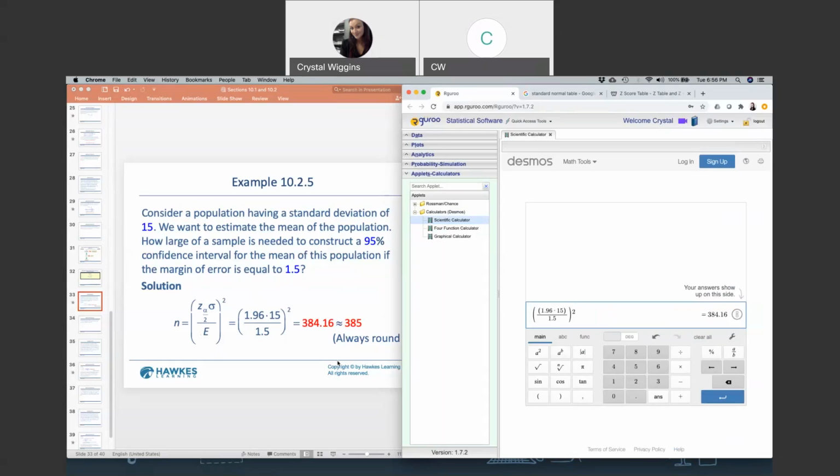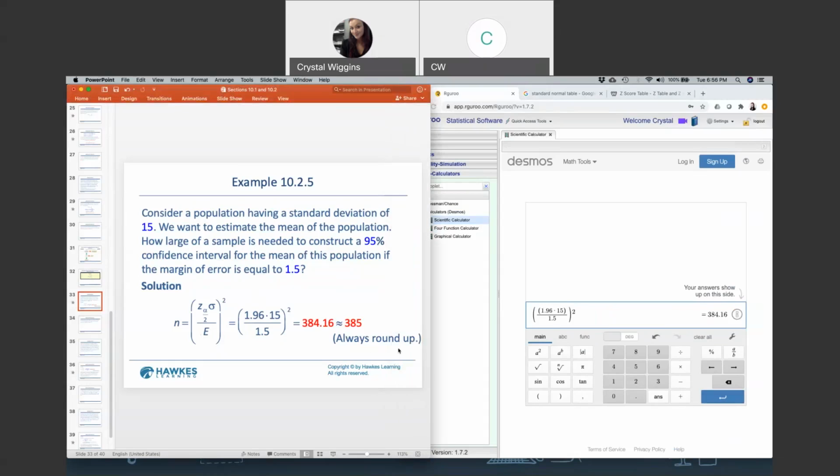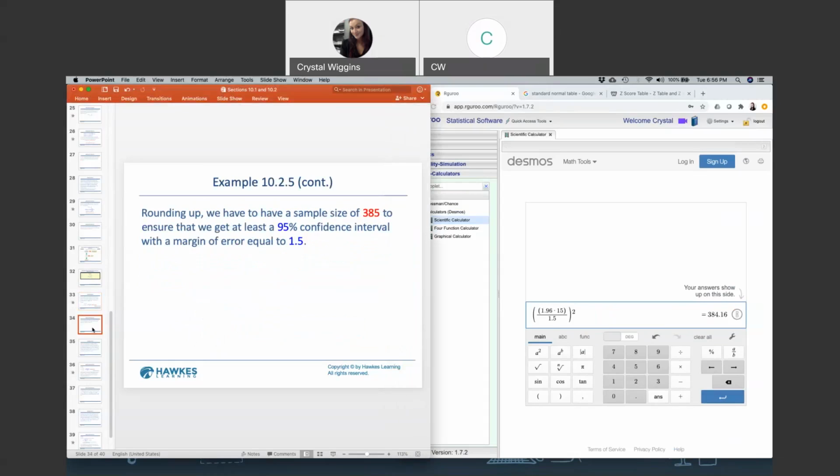Now, rule of thumb for minimum sample sizes is that you have to always round up. Why? Because we're talking about a minimum. So if you need 0.16 of a person to make this happen, that means you need a whole other person. So 385 is that minimum sample size. So rounding up, we have to have a sample size of 385 to ensure that we get at least a 95% confidence interval with a margin of error equal to 1.5.